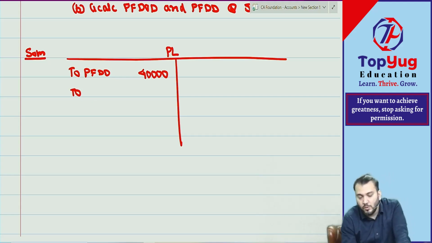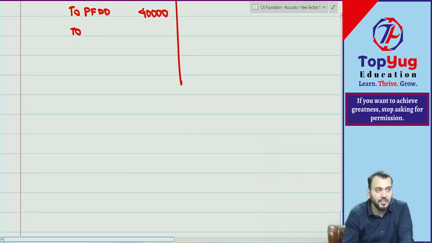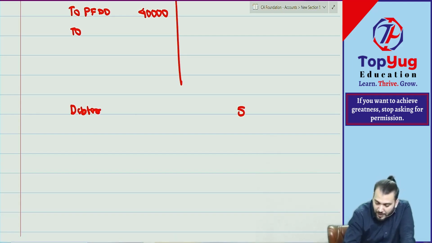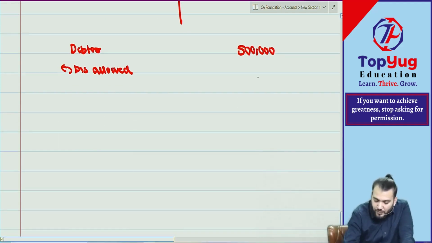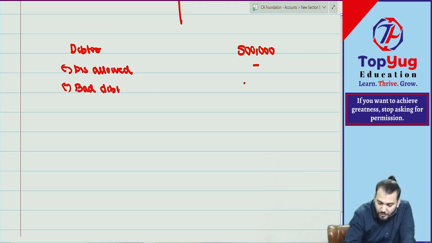No. Let us check whether this is correct or not. So first, tell me how much debtor is given? 5 lakh. From this we'll minus what? Discount allowed, how much? 0. Very good. Then minus bad debt, how much? Minus bad debt 25,000. Very good. This is given as an adjustment.